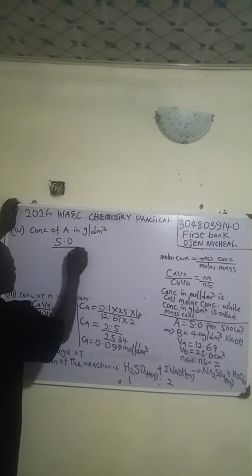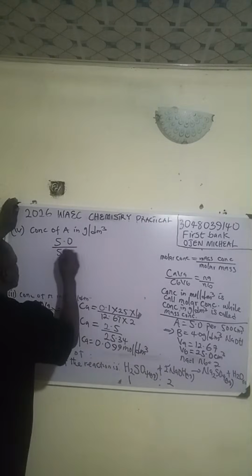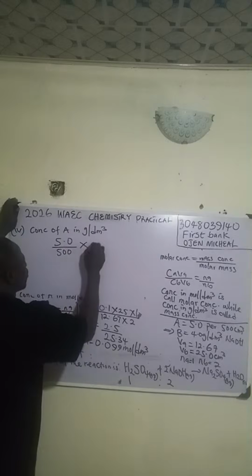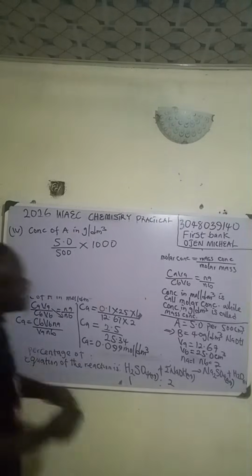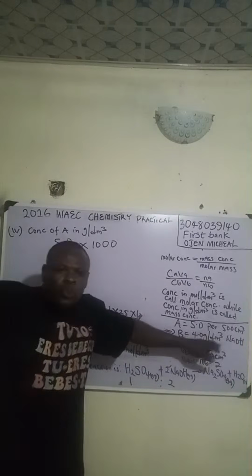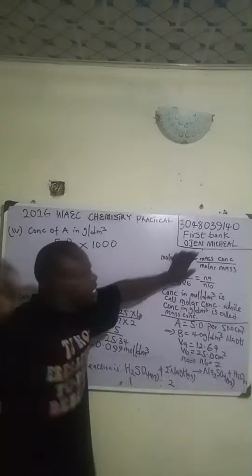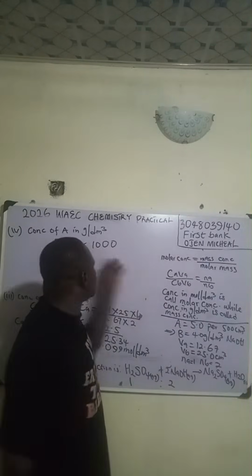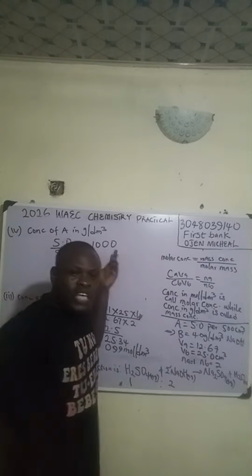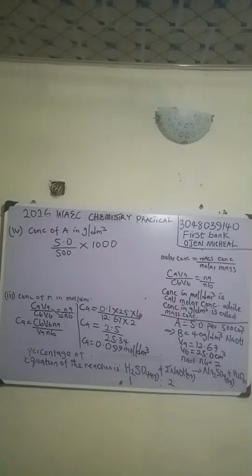You say 5.0 divided by 500, multiplied by 1000. This one is in cm cubed, so to change it to dm cubed, that is what you do. Don't go and use this formula. Anytime you see concentration per cm cubed, don't use this formula. Use this method to get the one in grams per dm cubed.